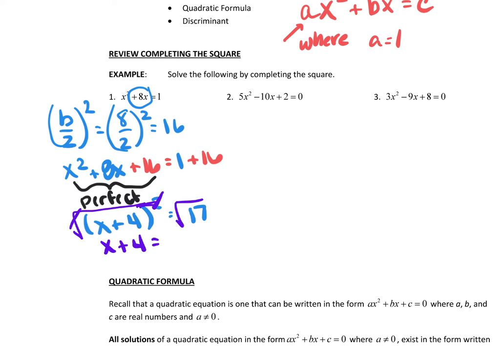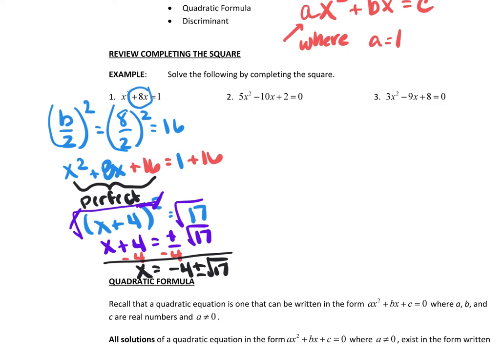When you take the square root of any number, it's always plus or minus. 17 doesn't have any squares in it, so we'll leave it like that. And to solve this, we just need to move the 4 over to this side. We move the 4 over by subtracting it on both sides. And so the final answer here is going to be x is equal to -4 plus or minus the square root of 17.